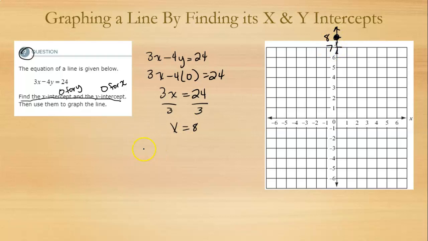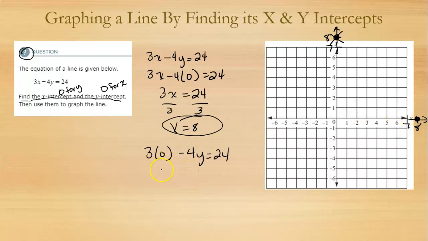For the y-intercept, we have 3 times 0 minus 4y equals 24. Gosh darn it, I did it again on this one, guys. This is my x-intercept, not my y-intercept. It should go here. Sorry about that. I promise I do know how to do math. Just made a silly error today.